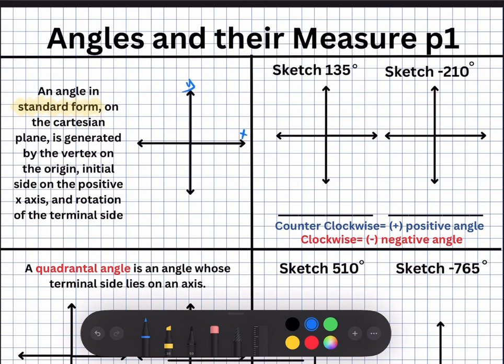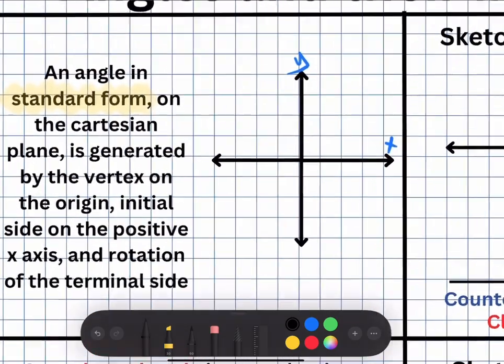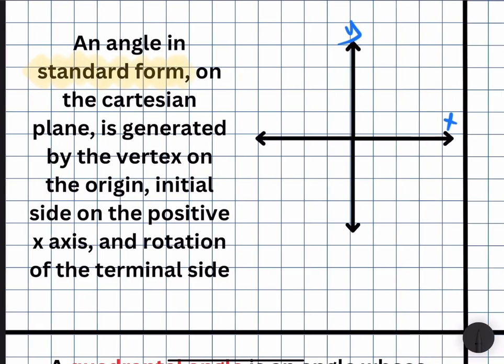So when I have an angle on the XY axis, or I have an angle on the Cartesian plane, that is going to be an angle that is generated by the vertex on the origin, the initial side on the positive x-axis, and a rotation of the terminal side. And we're going to break this down a little bit further so you guys know what I'm talking about here.